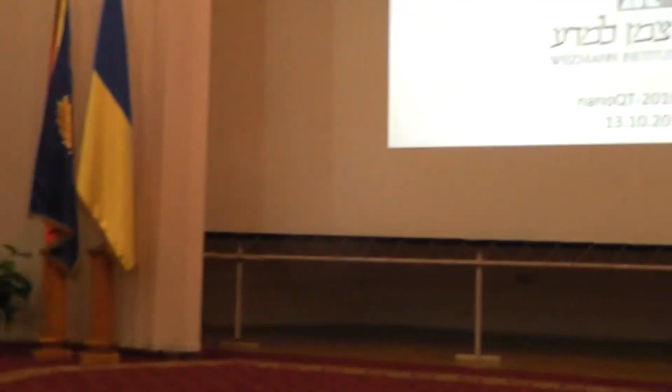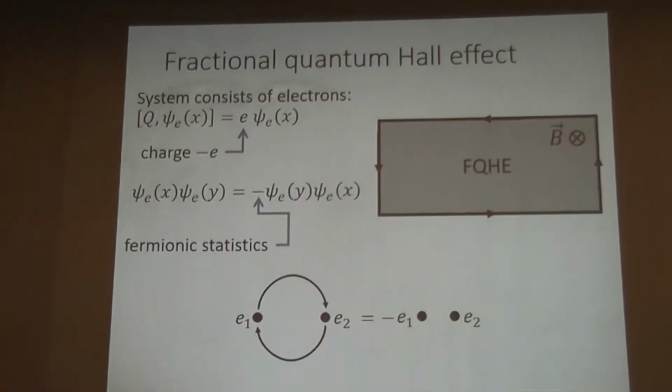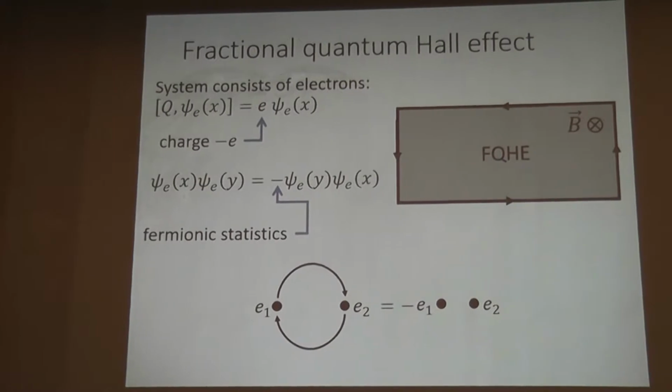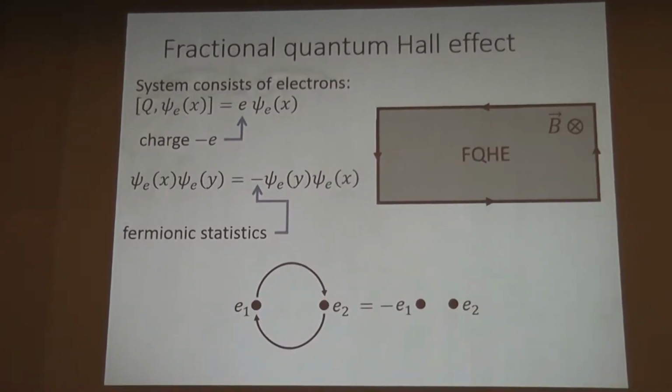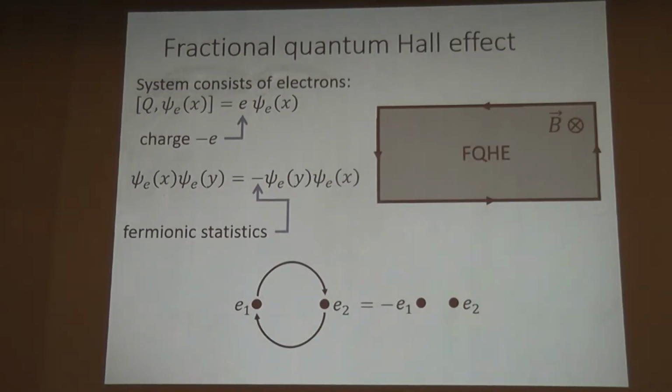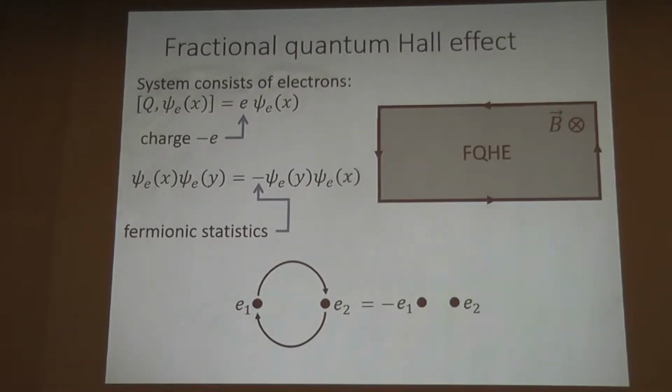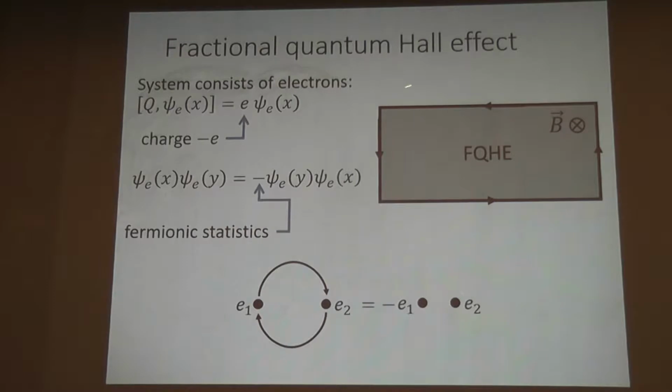So I'm going to tell you about some peculiarities of interferometry in the quantum Hall effect. First of all, I'd like to remind you what the quantum Hall effect is. It's observed in two-dimensional layers of electrons subjected to a very strong magnetic field. And what's important for us is that the bulk of the system is insulating. Nothing interesting is going to happen there, at least in this talk. And whatever is going to happen is taking place at the edge.